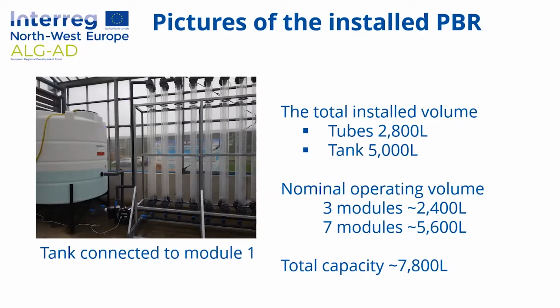In total, the volume in the tubes is roughly 2,800 liters. The tank itself has 5,000 liters in there. So normally we operate with an equal volume in the tubes and in the tank. So at full capacity, this system is around about 5,500 liters operating volume, something like this.